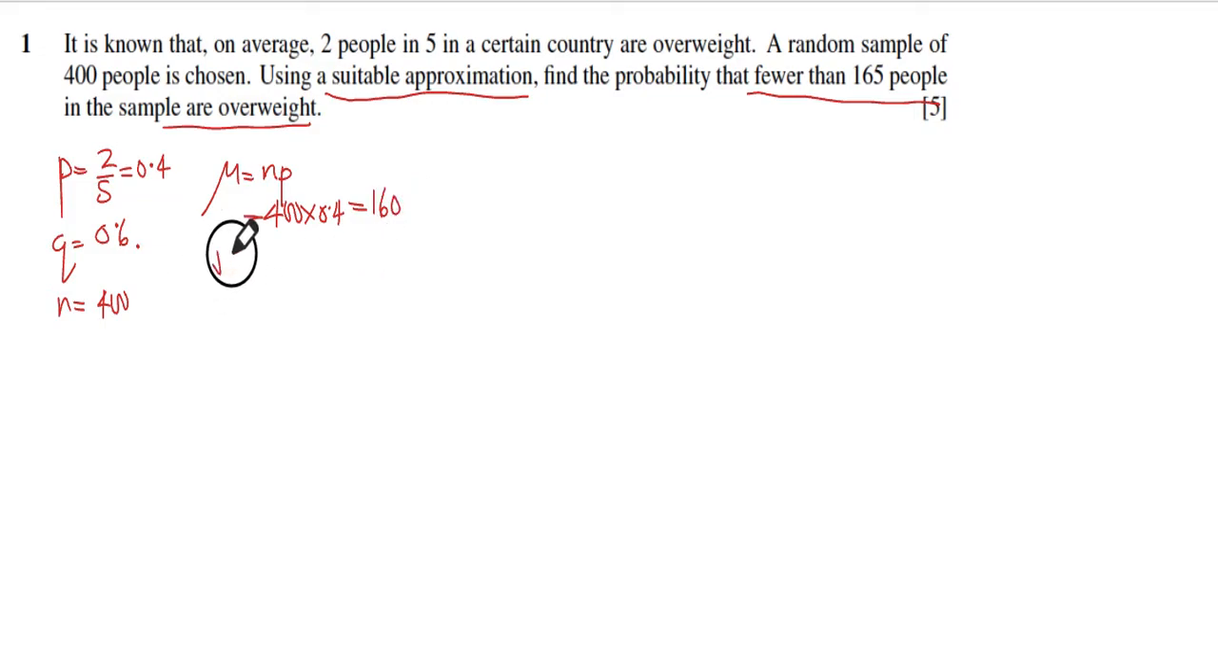And the variance equals npq. Let's use this. So n equals 400 times 0.4 times 0.6, and the answer that I have here is 96.